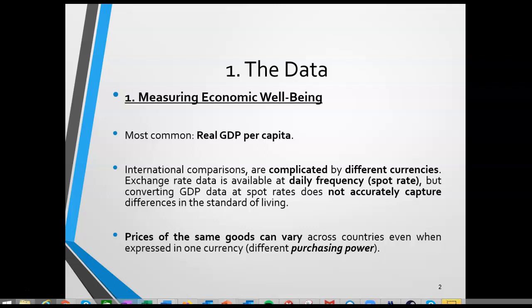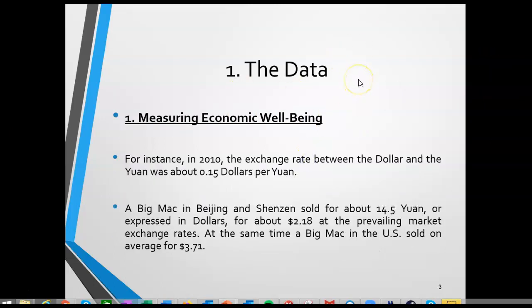So what a dollar will buy you in China is not necessarily the same as what it will buy you in the United States. Let me give you an example. For instance, in 2010, a Chinese yuan traded for about 15 cents on average. However, if you took a dollar and converted it into the equivalent of yuan, that would be about 6.5 yuan, it would not necessarily buy you the same amount of goods in China as it would in the United States.